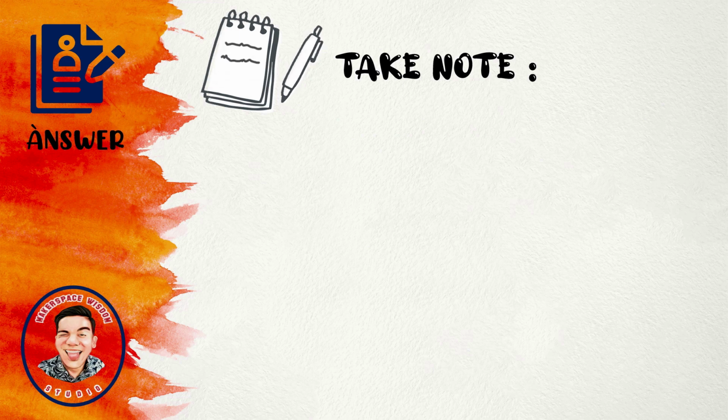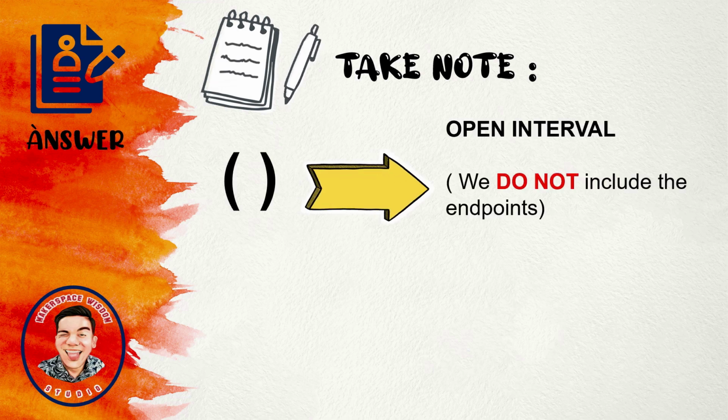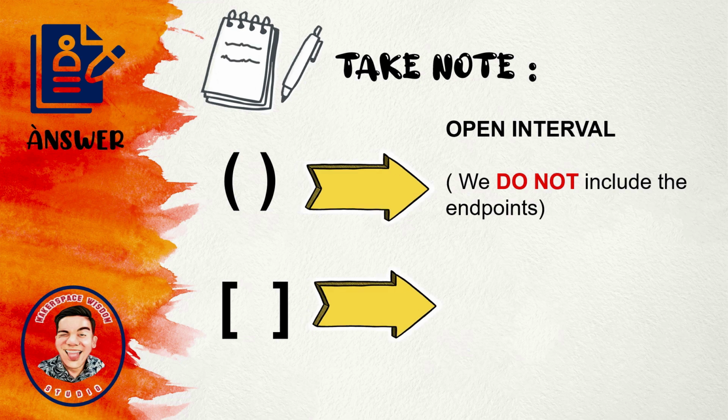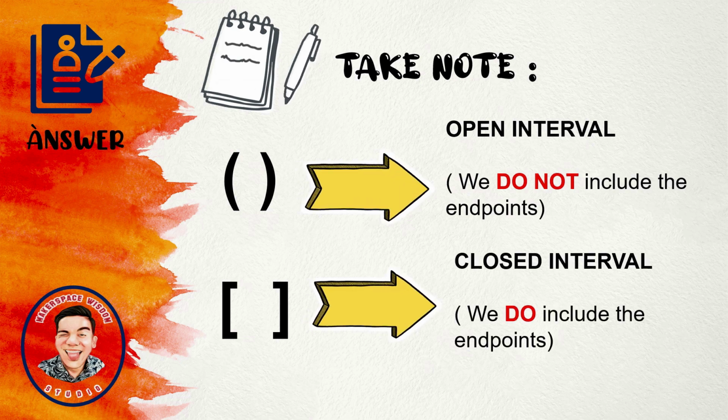Take note and always remember that whenever the given is a parenthesis, it denotes an open interval, which means to say that we do not include the endpoints or the number given. But if ever it is a bracket sign, this is a closed interval, which means to say we will include the endpoints given.